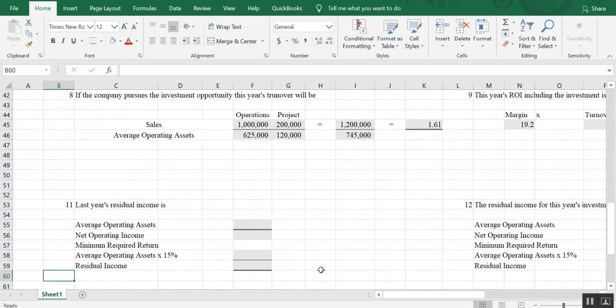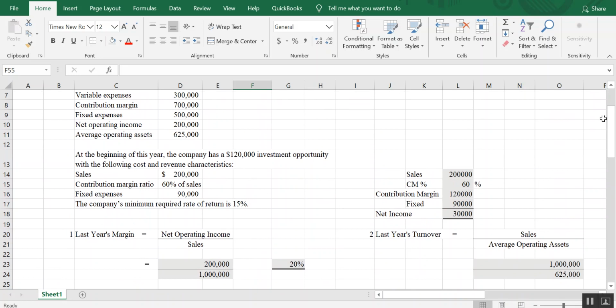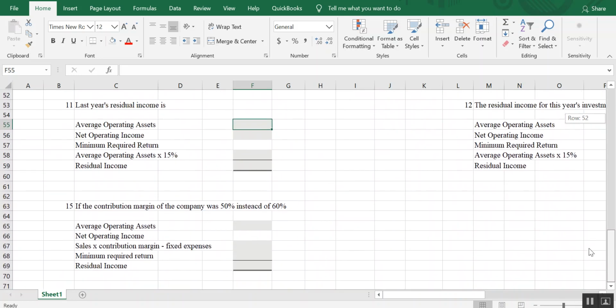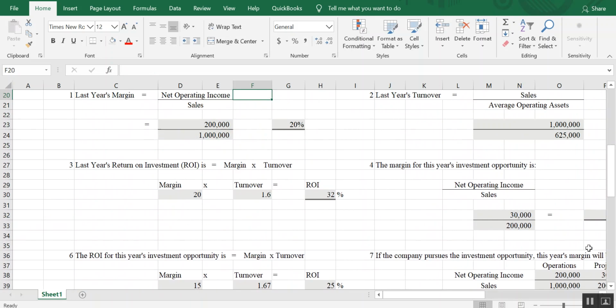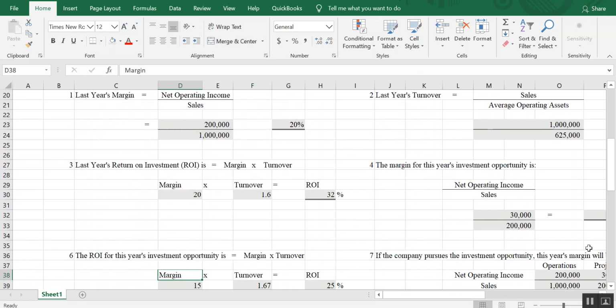Now we're getting to residual income calculations. For number 11, they want to know what last year's residual income was. So they have average operating assets from last year. We want to go up here and pull the number, 625,000. That's going to be our number. Then we have a net operating income from last year of 200,000 from operations. Remember, I'm showing you where I'm getting it up here: net operating income, 200,000. That's the number I want.